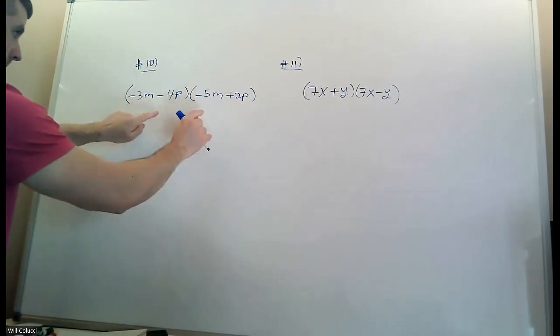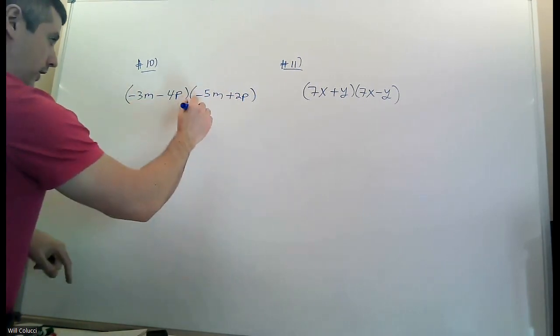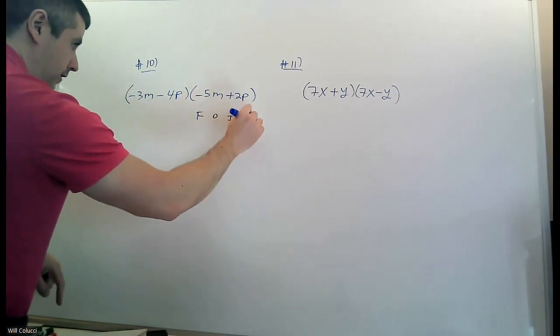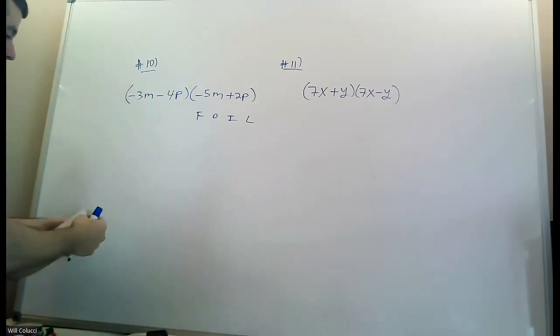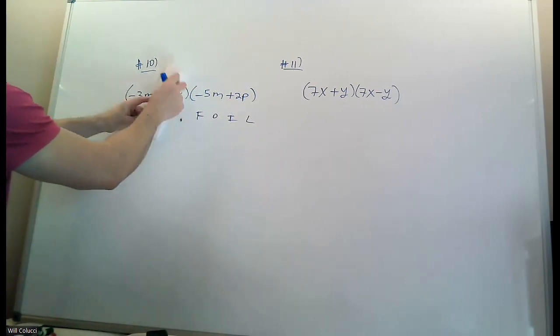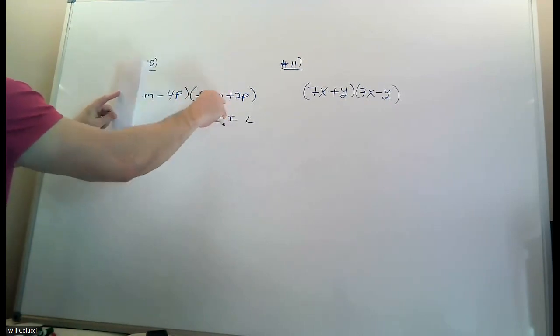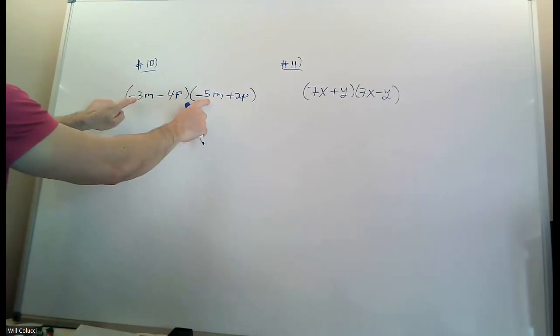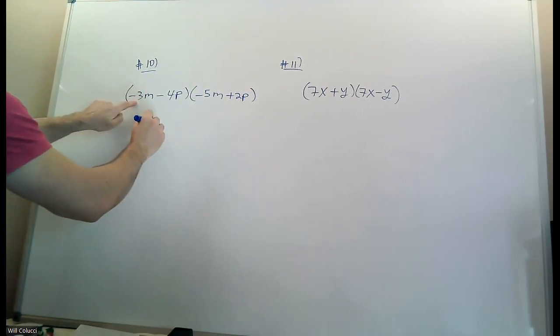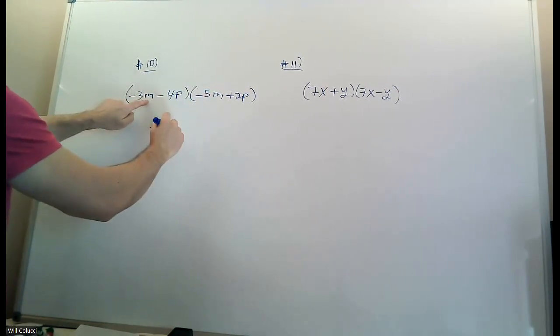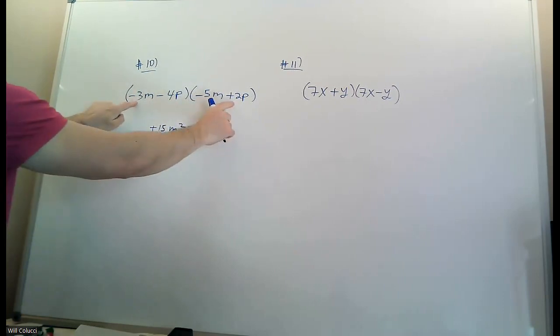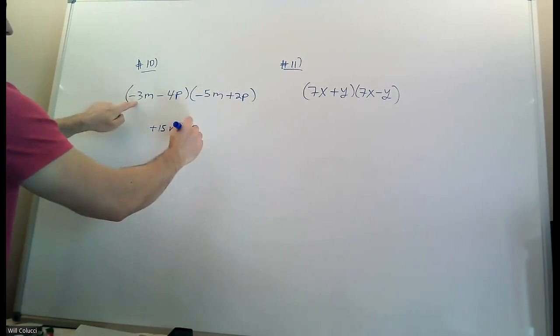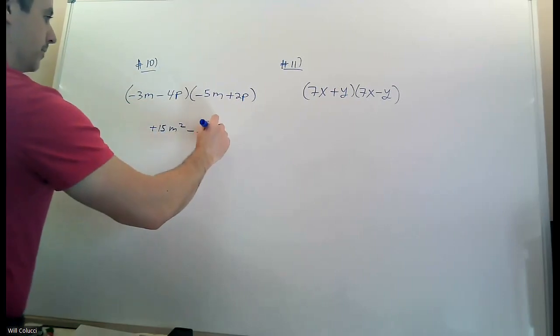First, outer, inner, last. You're always doing this, right? This is where it comes from. You're doing 1, 2, 3, 4, right? This is where you get your 4 terms from. So first, -3 and -5, when you times them, get 15. M times M is M squared. That's it. -3 times 2 is -6 MP.